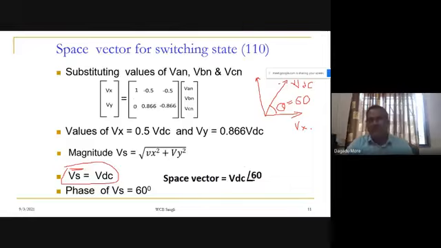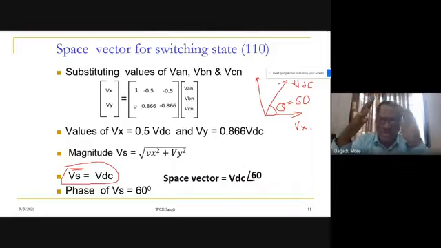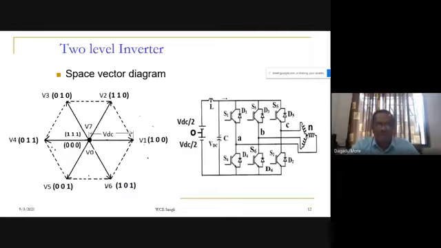Is it clear? For this switching state, our space vector is having a magnitude equal to VDC, and the angle theta is 60 degrees. And this exercise we have to repeat for how many switching states? 8 switching states, and we make the space vector diagram of all 8 switching states. And this is our diagram we have shown. What we have done in the exercise: we have done 110. Is it right?